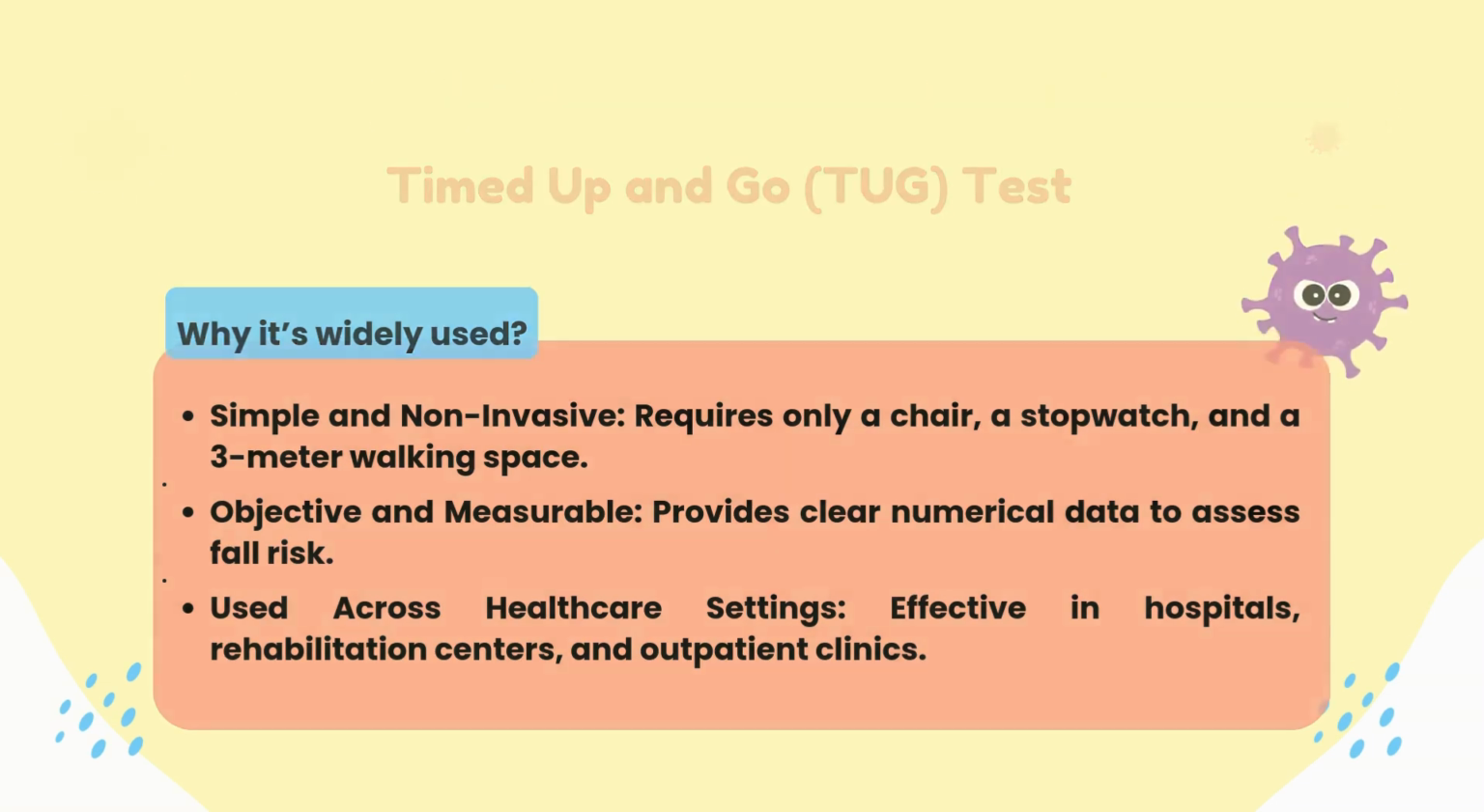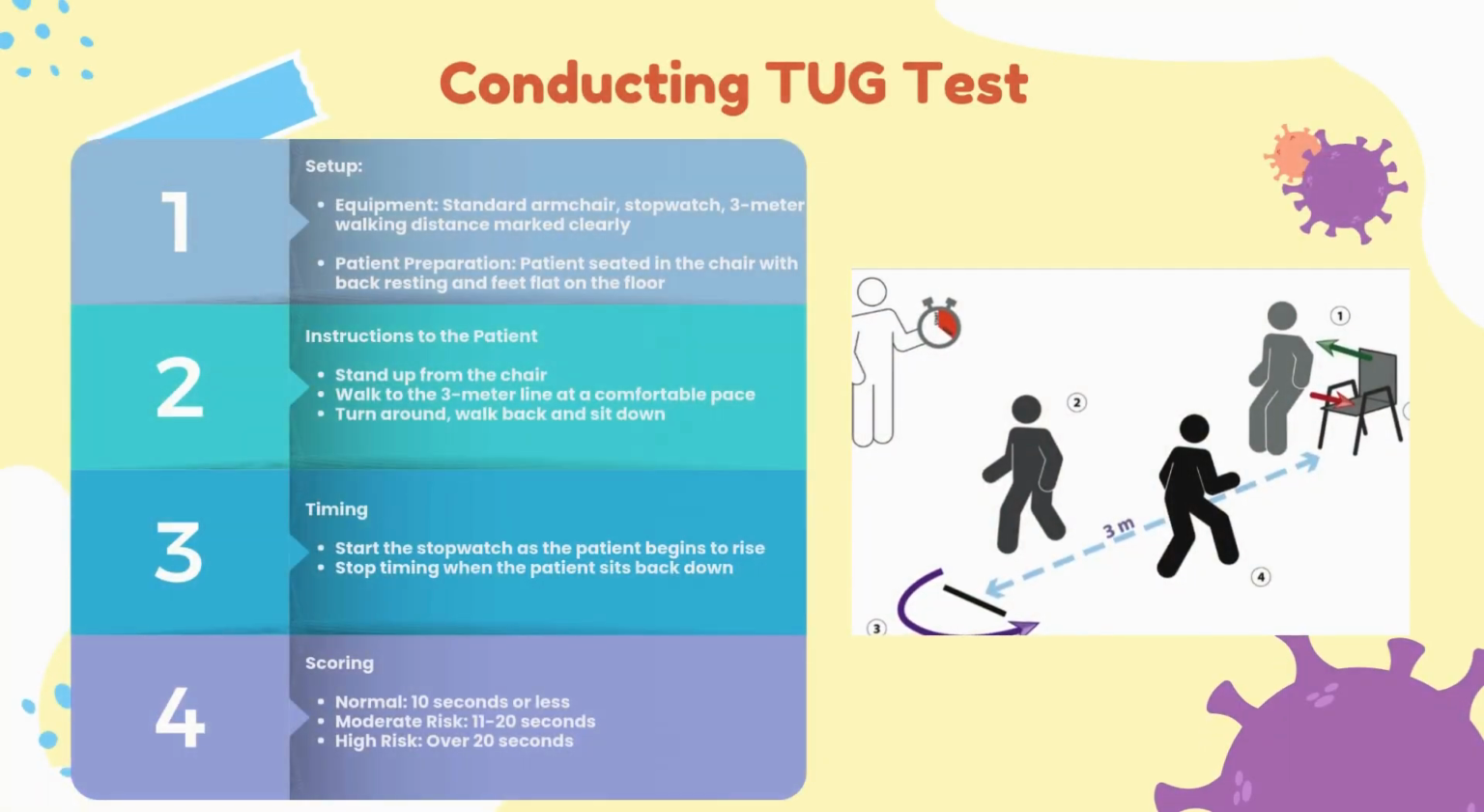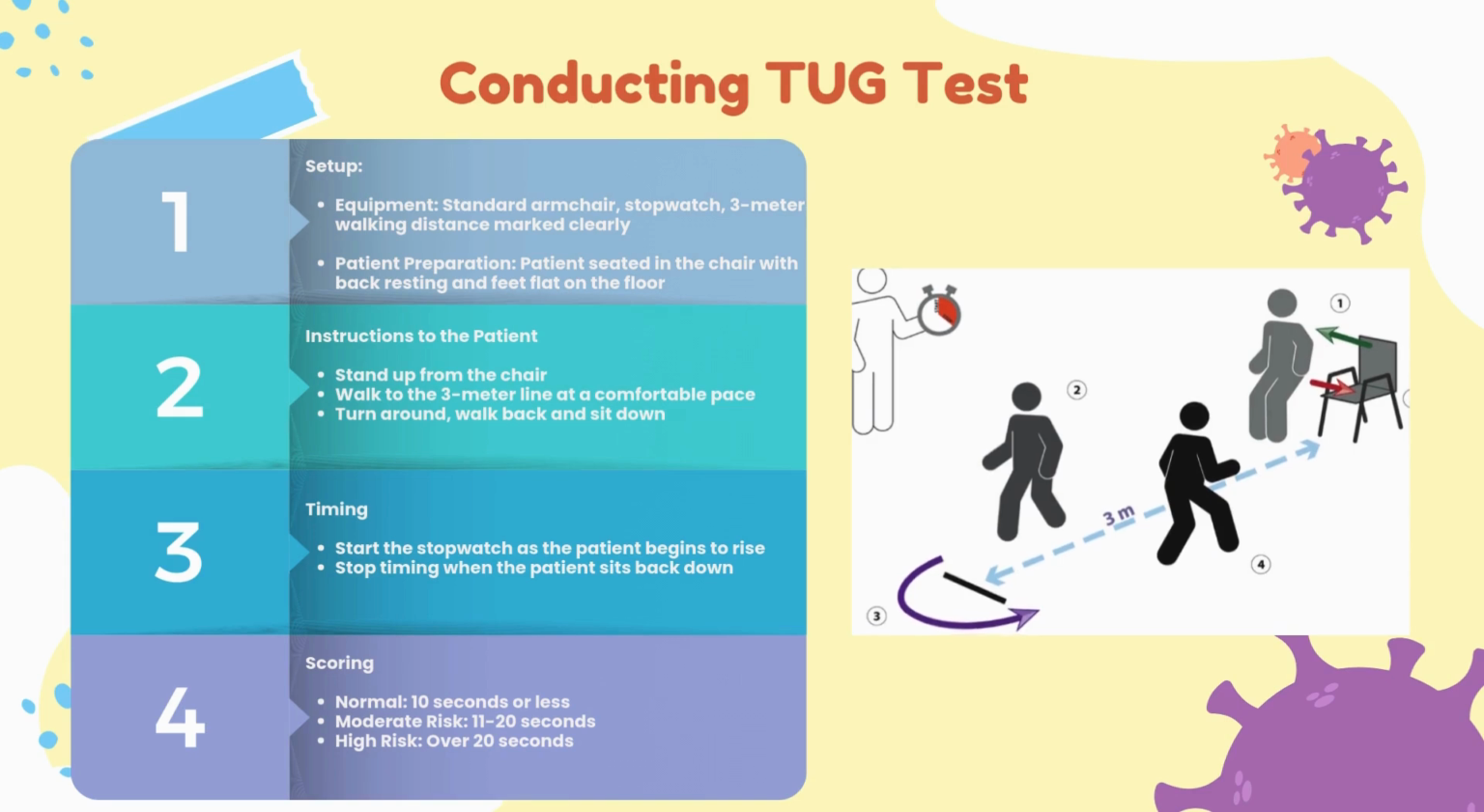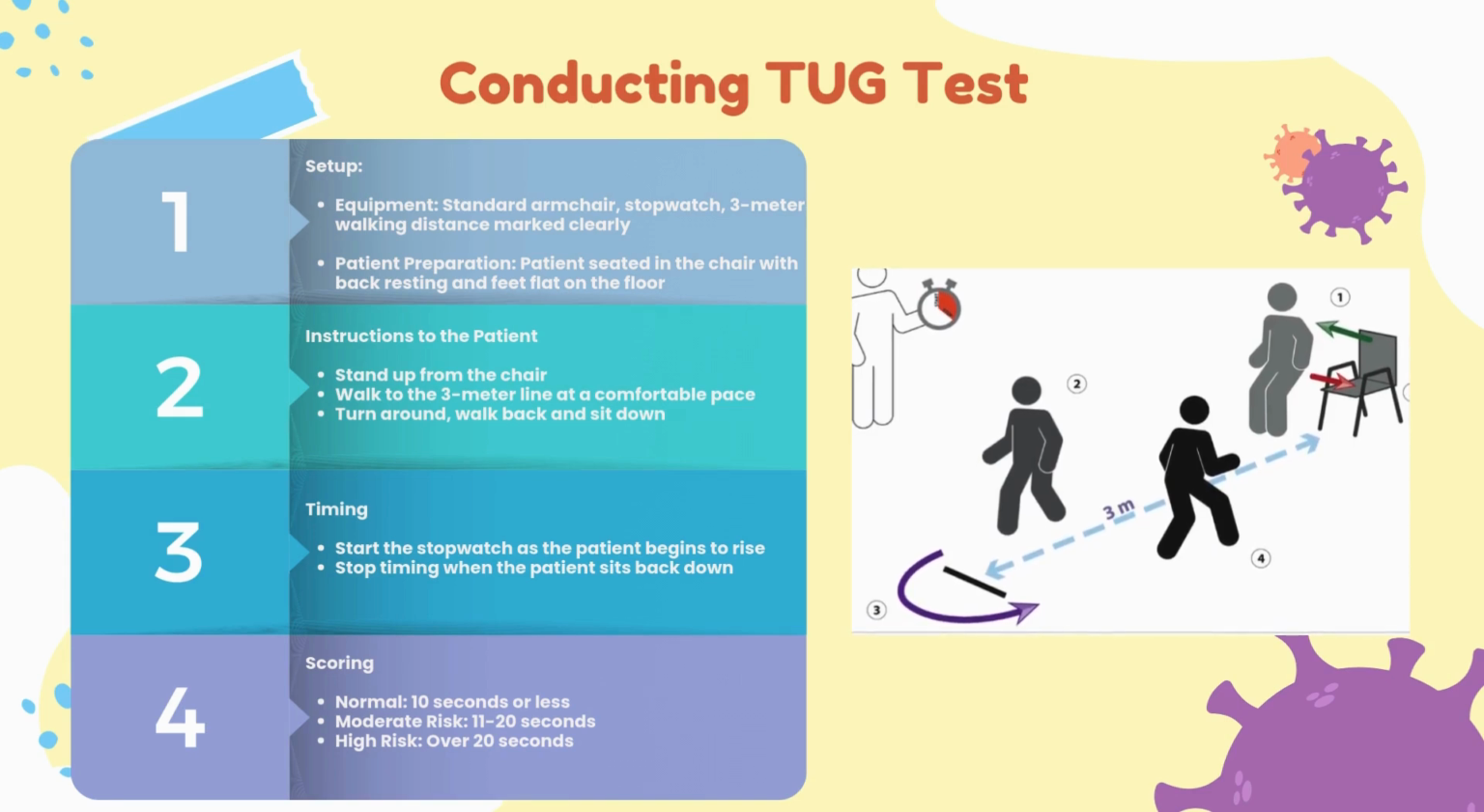The TUG test is a simple and effective way to assess fall risk by evaluating a patient's gait speed, balance, and lower body strength. Step 1. Setup. Use a standard armchair with armrests and mark a 3-meter walking distance ahead. Ensure the patient is seated properly with feet flat on the floor.